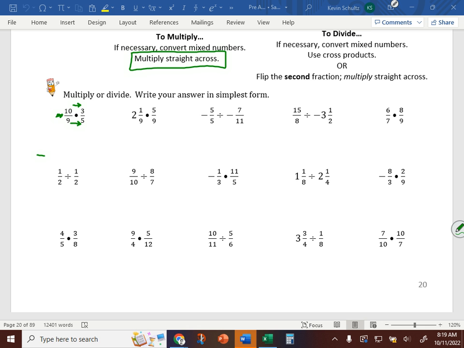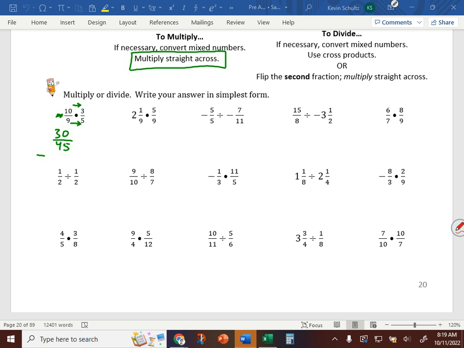10 times 3? 30. 9 times 5? 45. Are we done? No, because we do need this to be in simplest form. And what's that going to be? What are we going to need to divide by here to put this in simplest form?